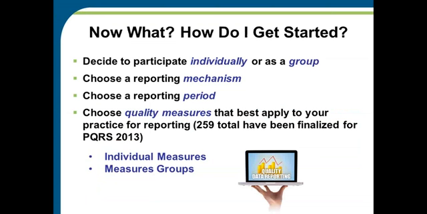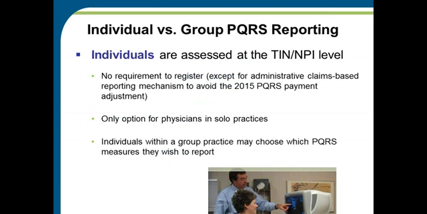Okay, so how do you get started if you haven't begun participating in PQRS already, or if you have, there are maybe a few other decisions you might want to look at this year. So the way to get started is several decisions that you need to make. You need to decide whether to participate as an individual physician or as a group practice. You need to choose a reporting mechanism. We'll go through this in just a minute. Choose a reporting period, and choose quality measures that are most applicable to your practice for reporting. For this year, 259 measures have been finalized, both individual measures and measures groups.